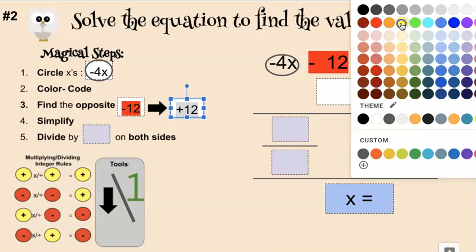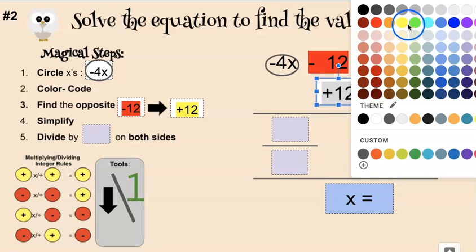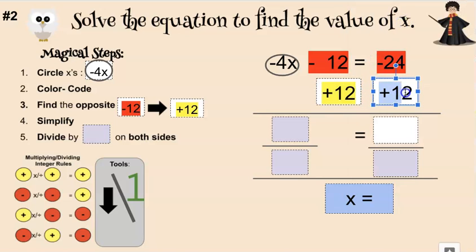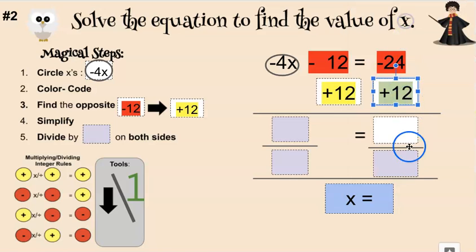Okay. And once I have the opposite here, I'm going to go ahead and place the opposite on both sides of the equation. And like I said before, we always color code our constants. So that's yellow and yellow over here. Okay. And now that we have that, we're going to simplify negative 4x.